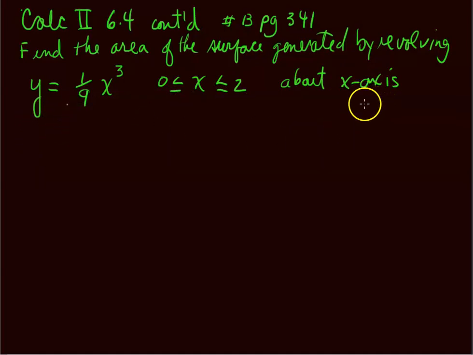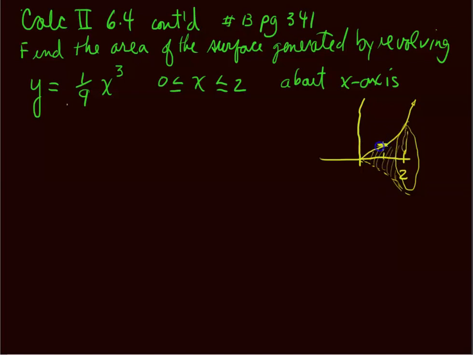First of all, let's draw a picture. We know this is y equals 1/9 x cubed, and it goes from 0 to 2, then it does something like this. And we'll call this 2. Now, if this is revolved around the x-axis, then there is a bottom part to this. It's really like a horn, a cone. It's not filled up. This is not a volume. This is just the surface of that cone that we're finding.